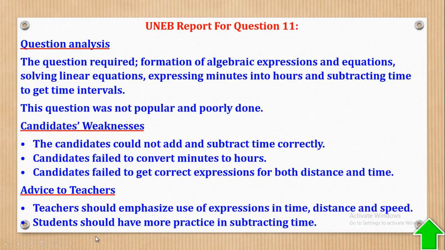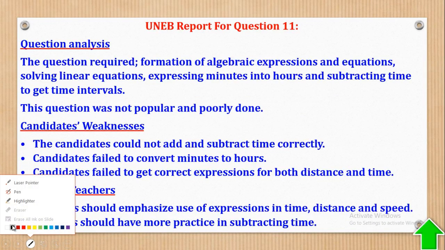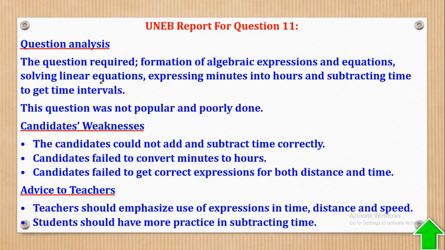So that was question 11. Now let's look at the report for question 11. The question required formation of algebraic expressions and equations, solving linear equations, expressing minutes into hours, and subtracting time to get time intervals. This question was not popular and poorly done, so students were not well versed with such questions. The weakness is that candidates could not add and subtract time correctly.